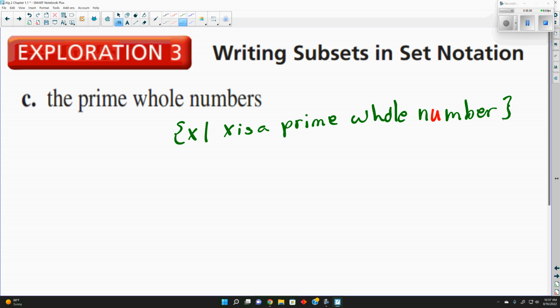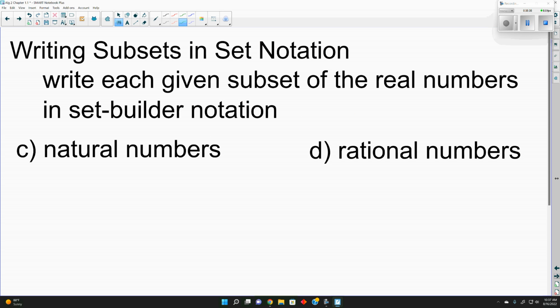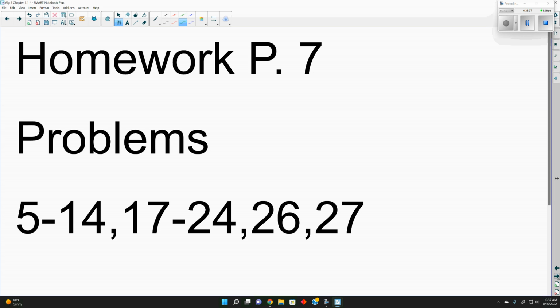Questions on this here? I'm not too worried about those, but that's it. So that's the end of 1.1.